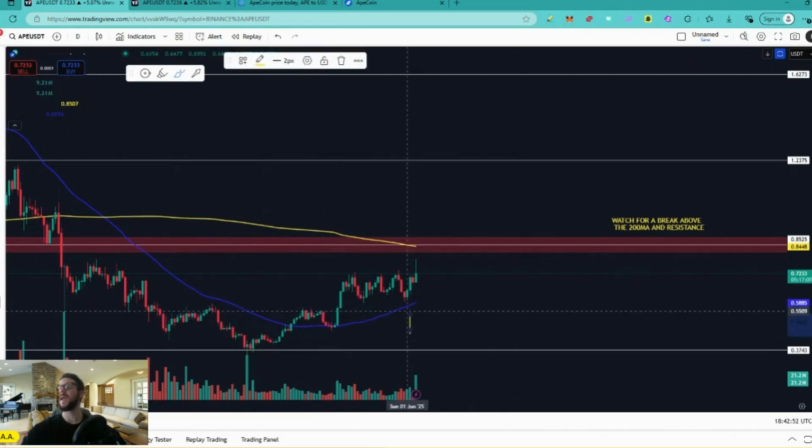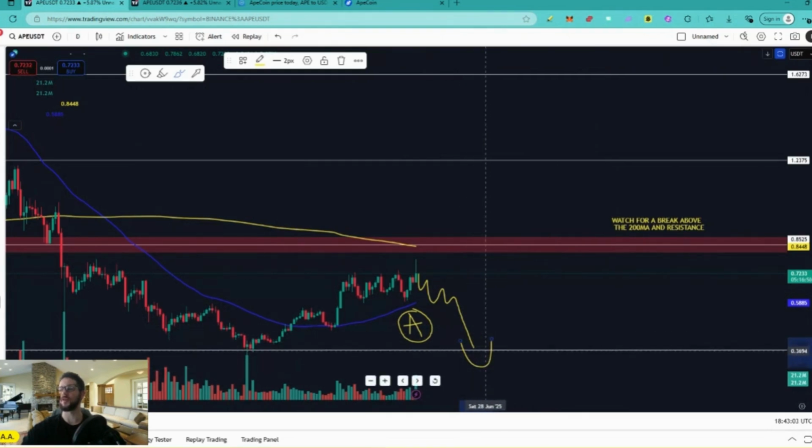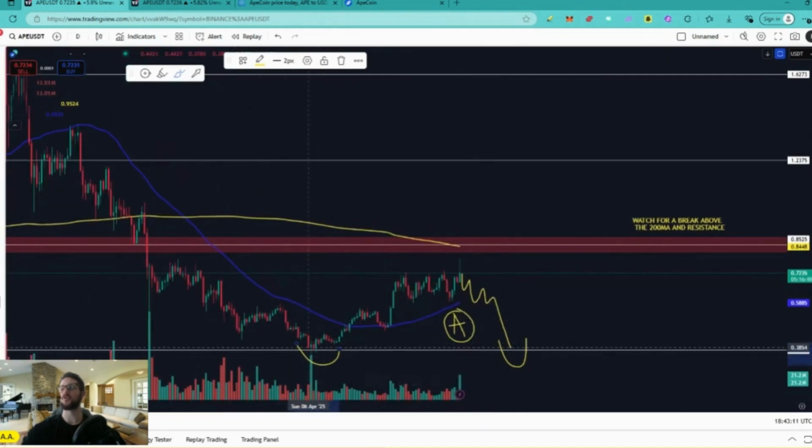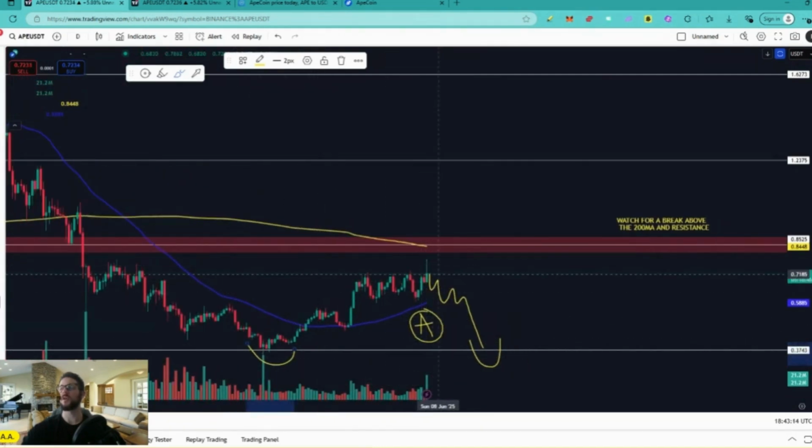So plan A, if the price action pulls back, I am watching for a bounce at this key level of support that's located at 0.3743. This is a very strong support because, as you see, back in early April of 2025, when the price action pulled back, we saw a very nice bounce here. So if the price action pulls back again, we might see another bounce at this key level of support.